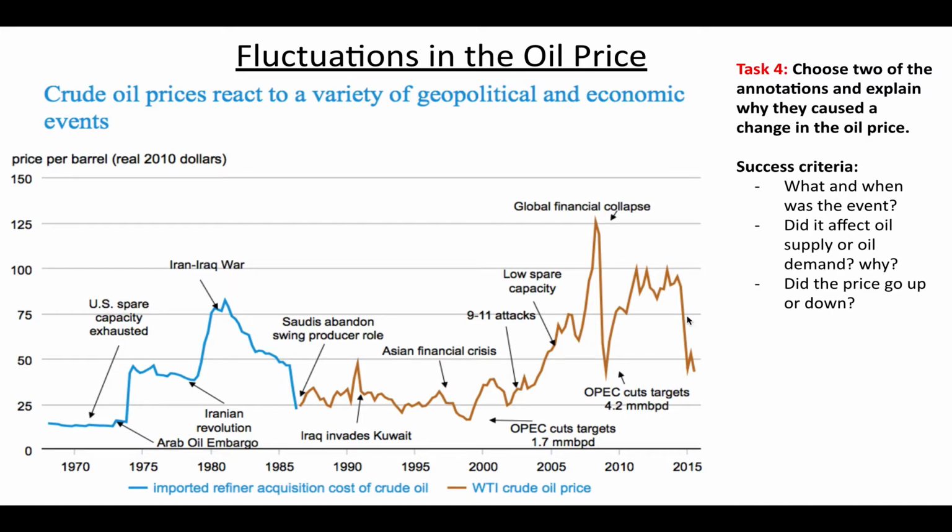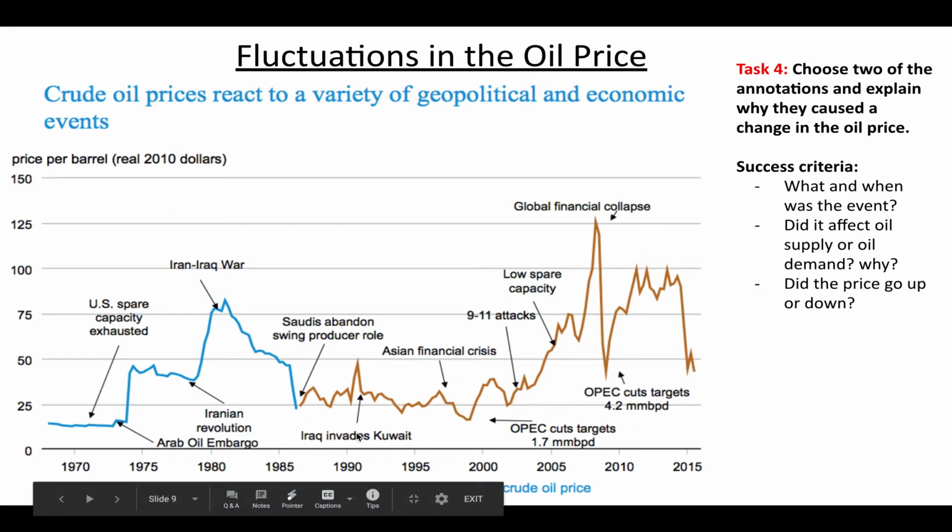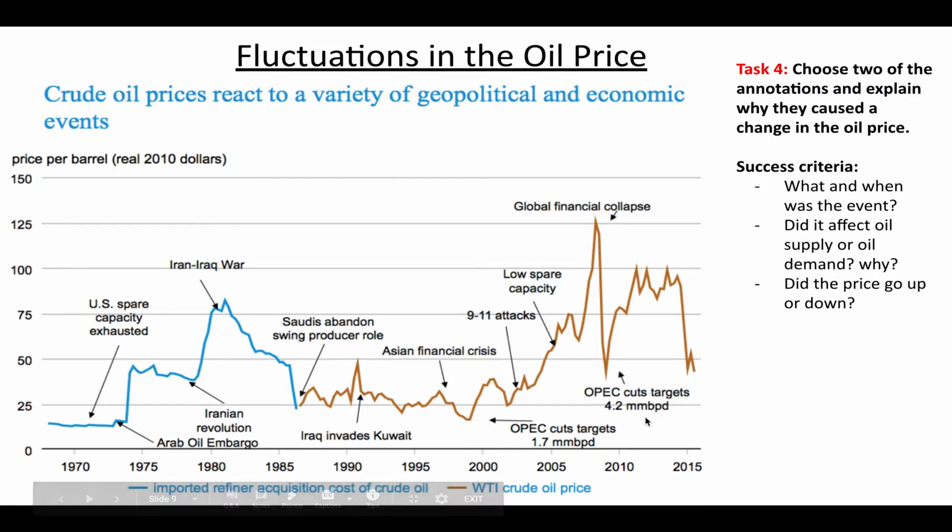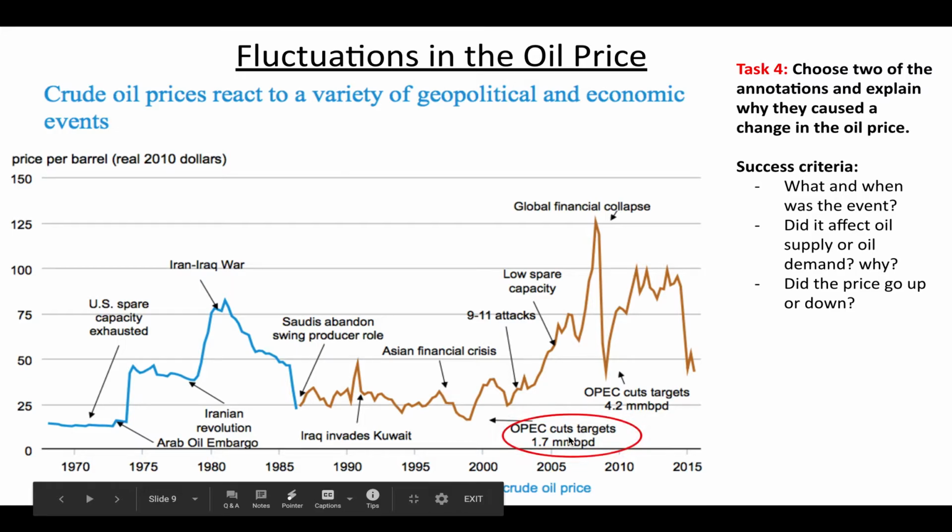I'm going to ask you now to pick any 2 points on this graph, whether it's the 9/11 attacks or an OPEC cut, and I want you to do a short point, okay, with the following success criteria to explain why that event caused a change in the oil price. So I'll take this one as an example down here. OPEC cuts the targets for how many million barrels of oil per day they're making. Okay, so they're saying we're going to still produce 1.7 million barrels of oil per day, and that's less than they were producing before. Yeah?